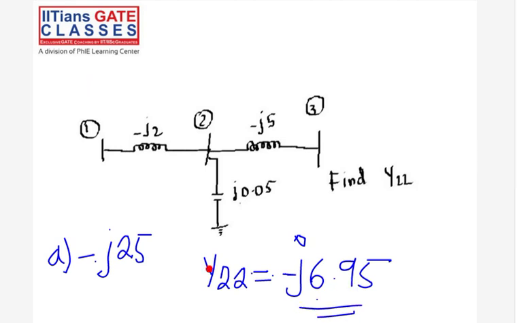Basically, you are supposed to calculate Y22. So you look at what elements are connected to node 2. There is this element, and this element. You take the sum of the Y's of all the elements. So it is minus J2 plus minus J5 plus J0.05. So this will be minus J6.95. Did you guys get it?